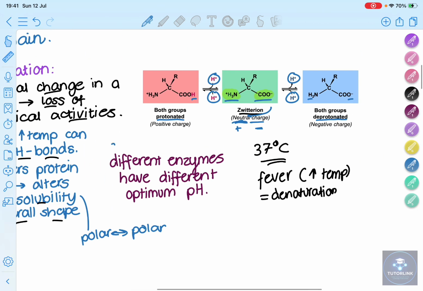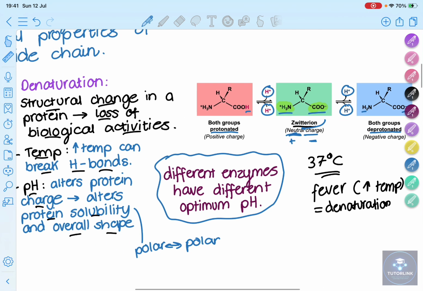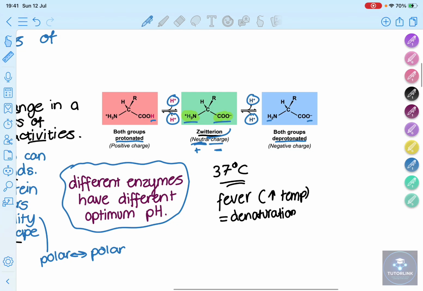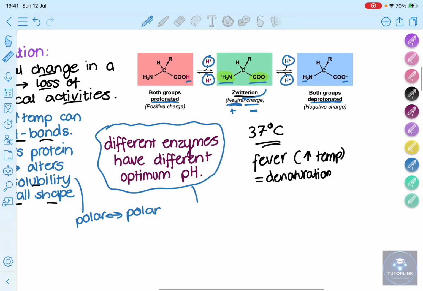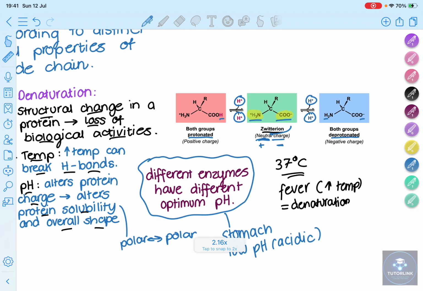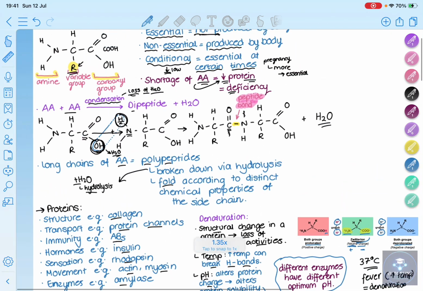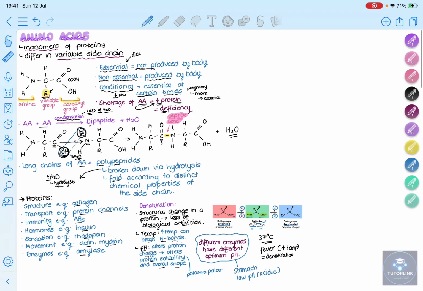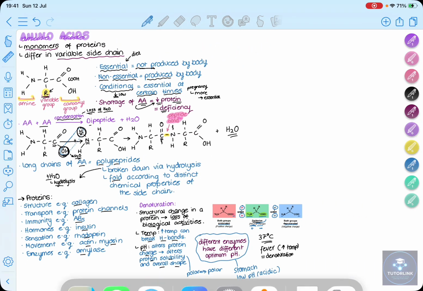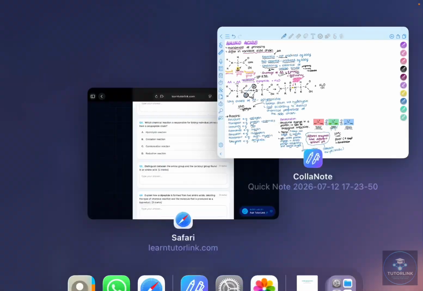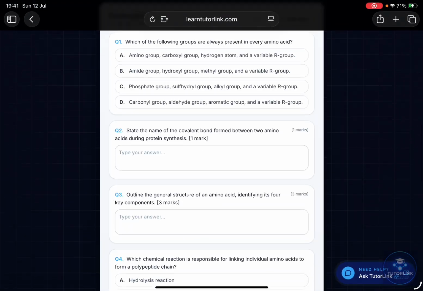Then, different enzymes have different optimum pHs, just like how different enzymes have different optimum temperatures. For example, stomach proteins will function at a low, acidic pH, because the stomach is acidic. So that's some of the key concepts that you need to keep in mind about amino acids. And now let's do a little bit of practice.